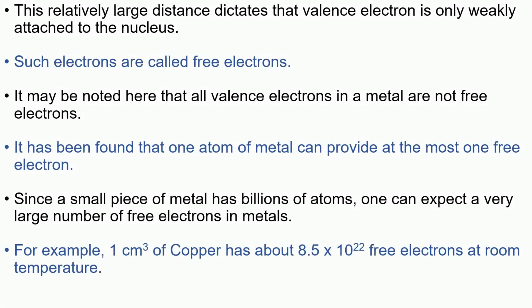It may be noted here that all valence electrons in a metal are not free electrons. It has been found that one atom of metal can provide at the most one free electron. Since a small piece of metal has billions of atoms, one can expect a very large number of free electrons in metals. For example, 1 centimeter cube of copper has about 8.5 into 10 raised to 22 free electrons at room temperature.